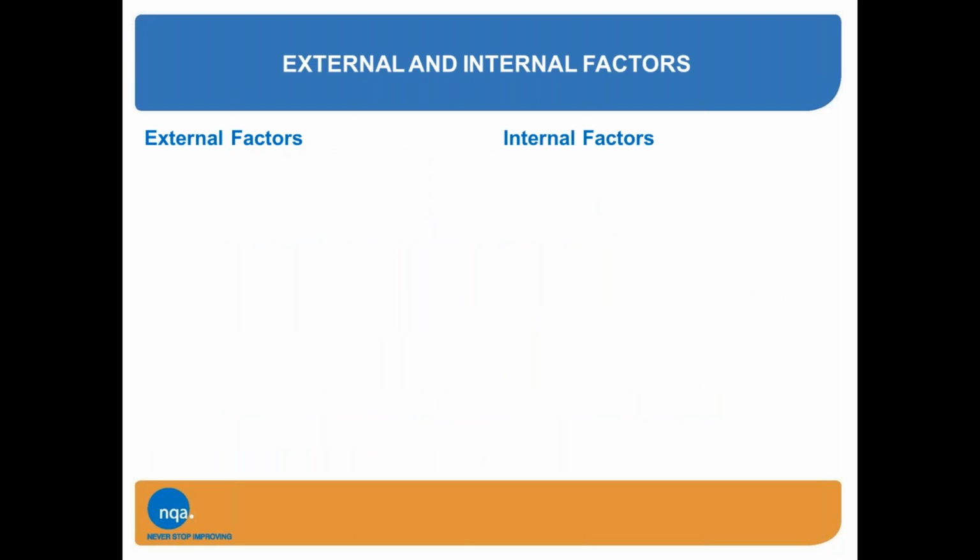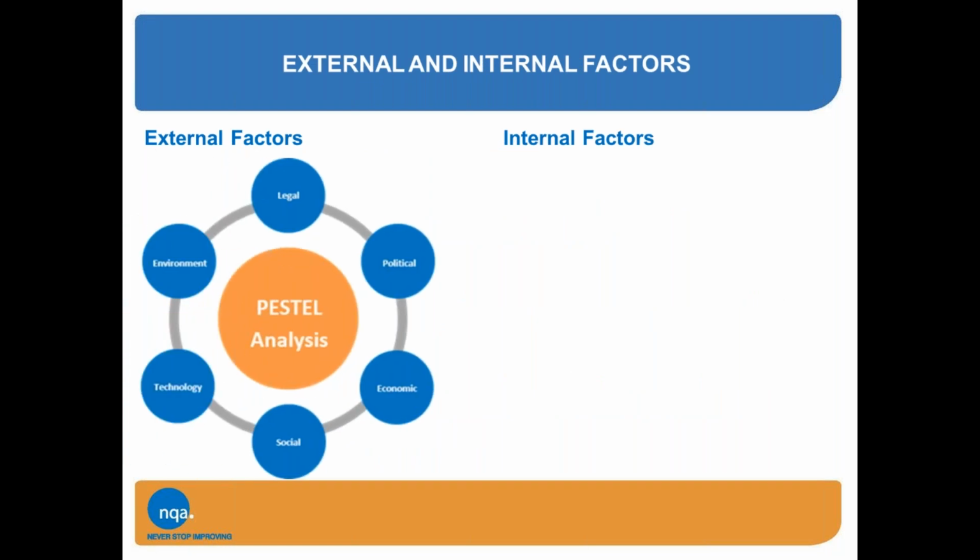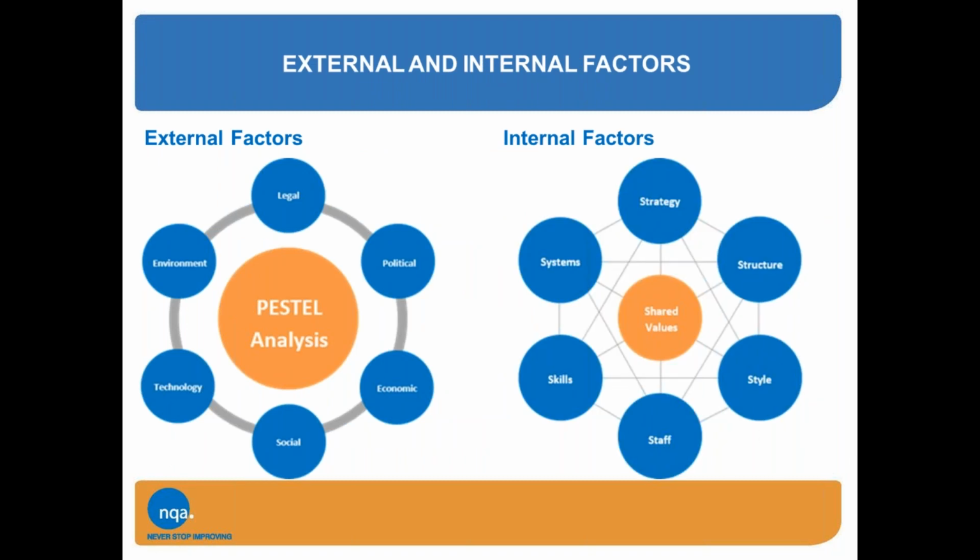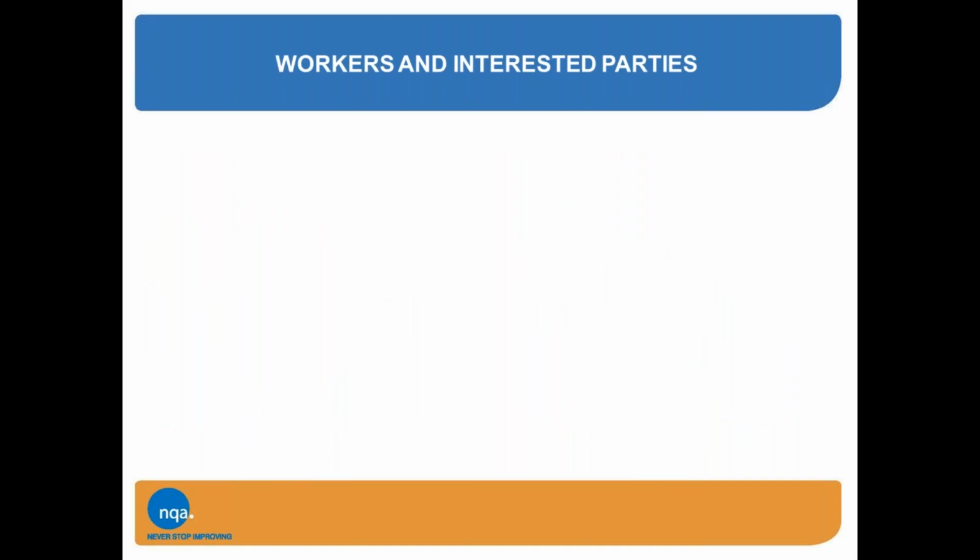So when you're considering the context of the organisation, you need to consider the various factors, and you can use many varied methods for this, looking at PESTEL analysis, looking at the strategy of the business, the structure, the style of the organisation, the staff, the skills, the systems that are already available within the structure. There are many models that can be used to help you identify some of the context elements that are required within the standard.